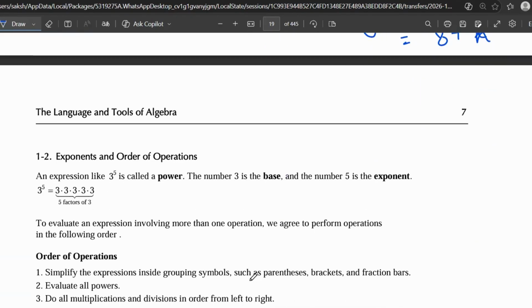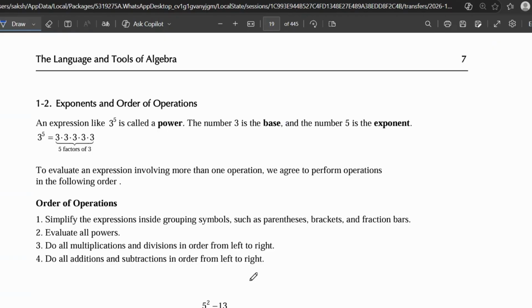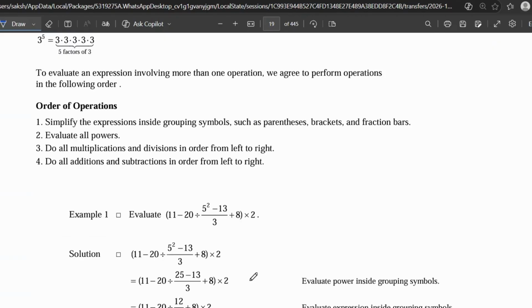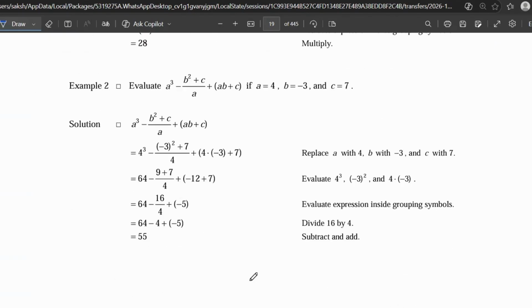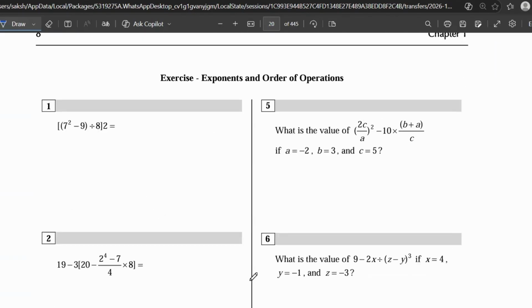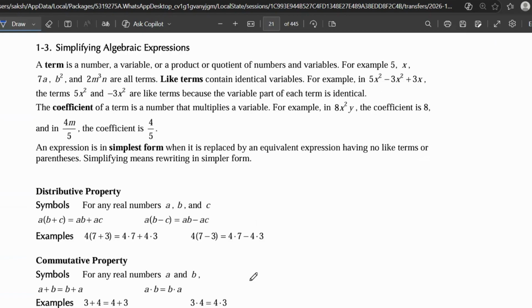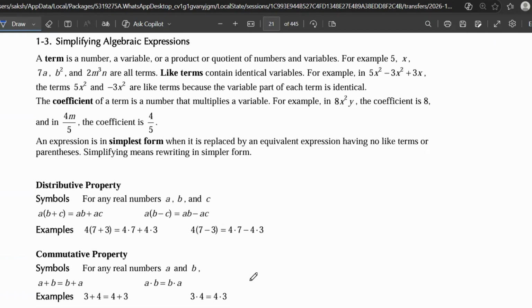Now we are going to learn about exponents and order of operations. What is an exponent? For this one, I'm going to tell you tomorrow. Before that, I have to give you some other questions. For now, let's do algebraic simplification.